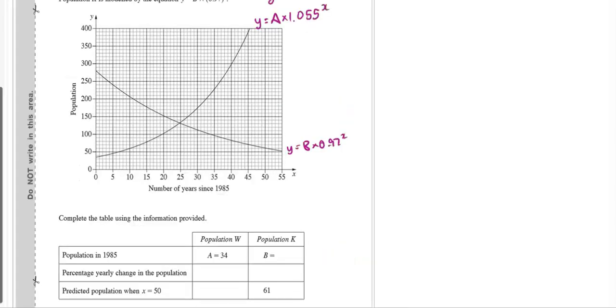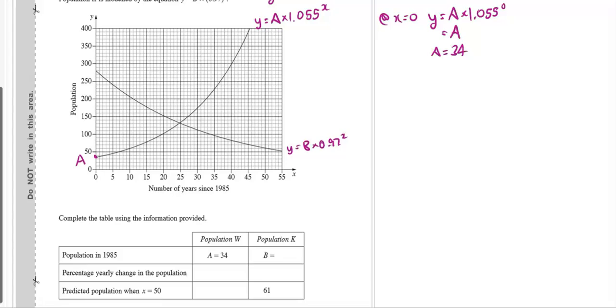Okay, so they're asking us to complete this table. We're told that the population in 1985, we're given that a is 34. So clearly that is this point here, a, and that makes sense because when you sub in x equals 0, you'll get y equals a times 1.055 to the 0. Anything to the power of 0 equals 1. So y equals a initially, and we're told that a equals 34.